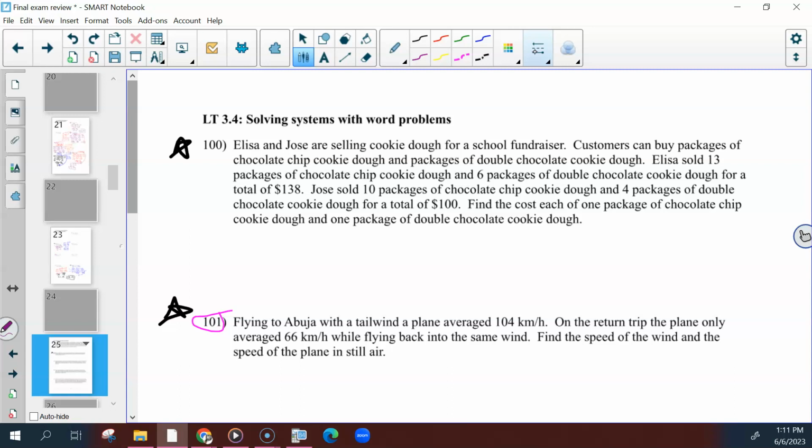So skipping through some of this, I see 13 packages of chocolate chip cookie dough, 6 packages of double chocolate chip cookie dough, and then a total of 138. And then 10, 4, and a total of 100. And we are looking for 2 things: cost of each type.